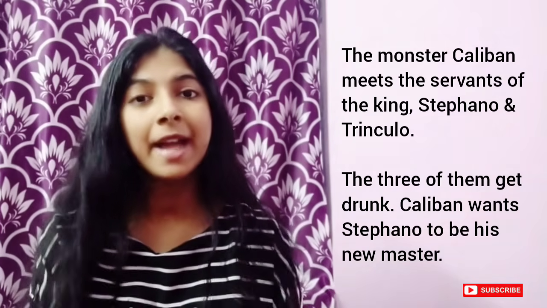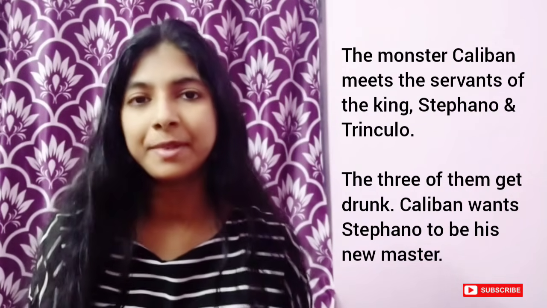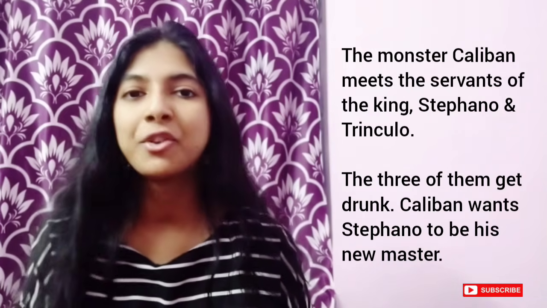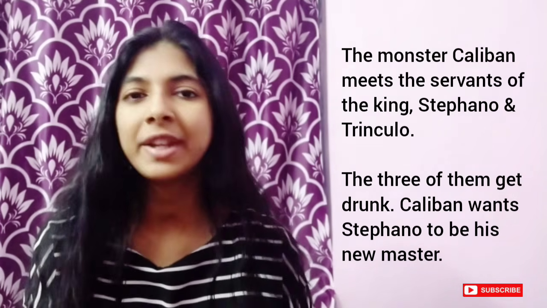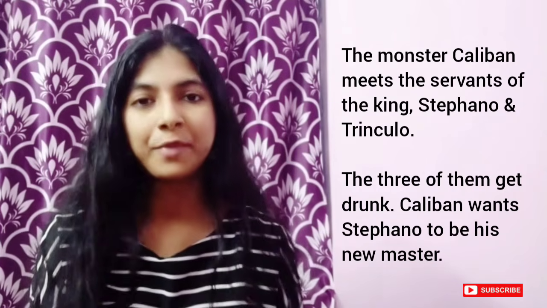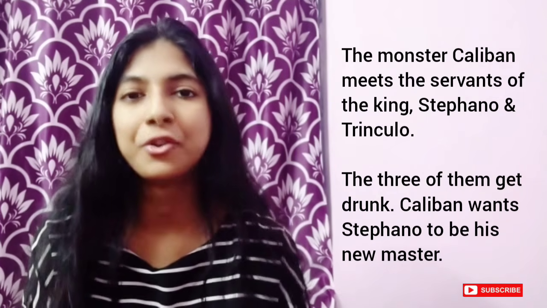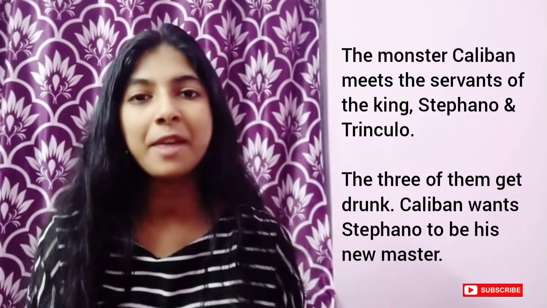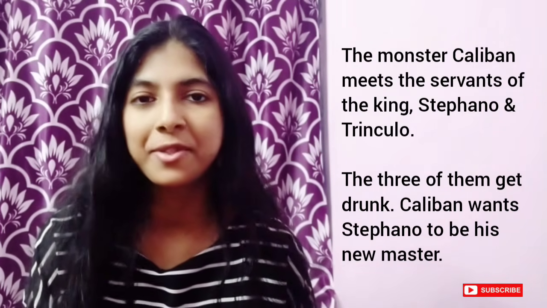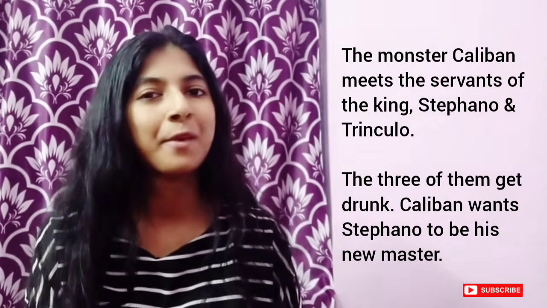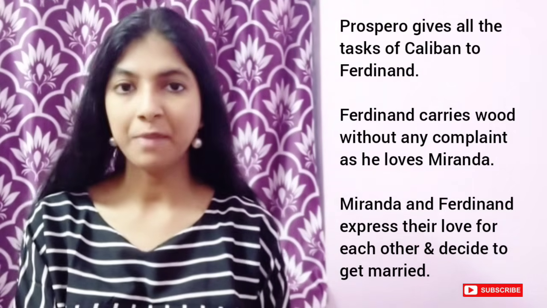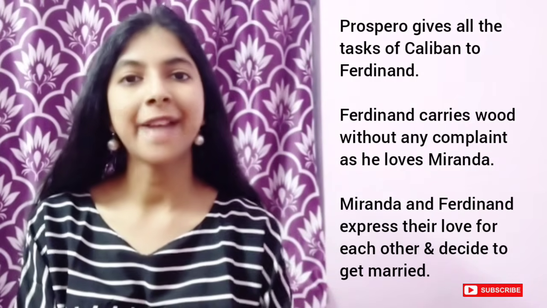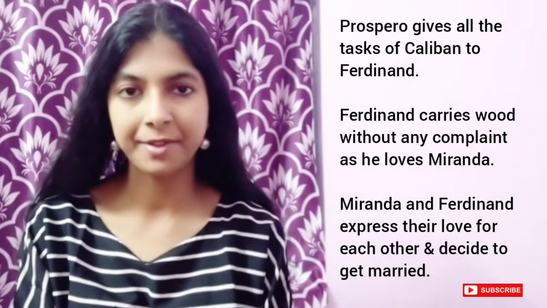On the other hand, the monster Caliban meets Stephano and Trinculo, the servants of the king. All three of them get heavily drunk. Caliban tells Stephano that he wants Stephano to be his new master, and Stephano gets flattered. Act 3. Prospero gives all the tasks of Caliban to Ferdinand.